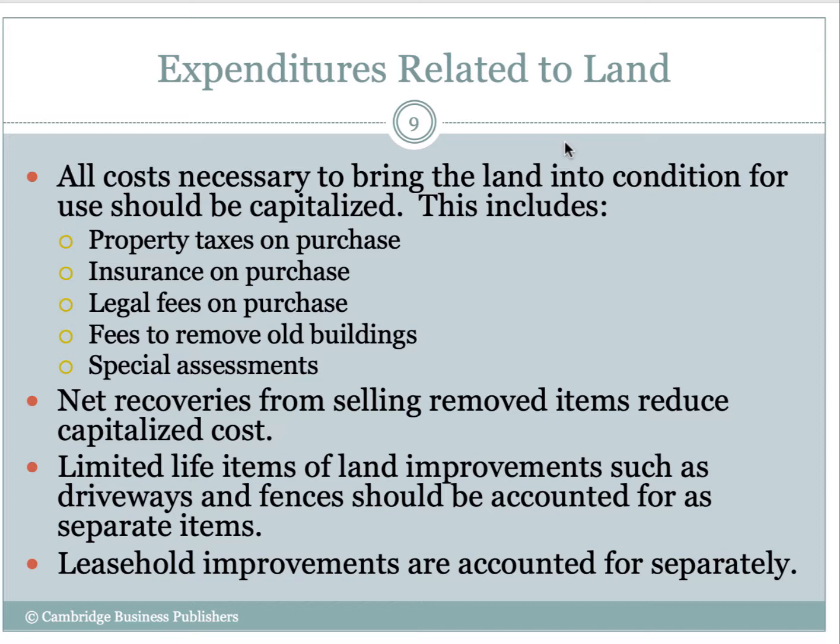So let's say we buy a piece of land for, I don't know, $10,000. What do we put it on our books for? Well, $10,000 is going to be part of that, but there's also going to be property taxes on the purchase. There's going to be insurance on the purchase. There's going to be legal fees on the purchase, right? Those get included in the price of the land that we record on our books, okay?